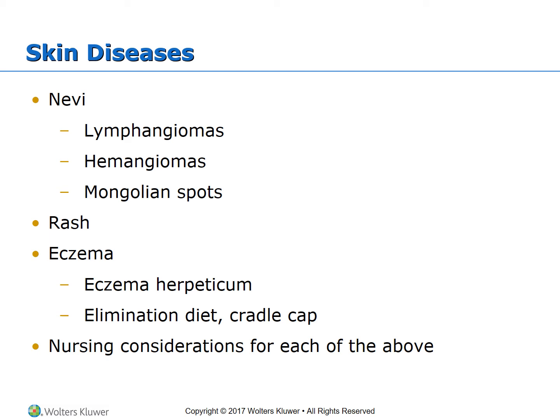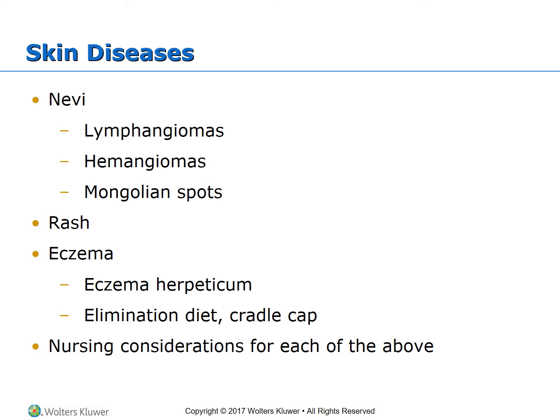We have the nevus. We have lymphangiomas. So, nevi, which is plural, or nevus, is an abnormal skin mark that can be either hereditary or acquired as a result of teratogens. They can be pigmented or vascular. Some types are called birthmarks. So they do require close observation because they can develop into malignant melanomas.